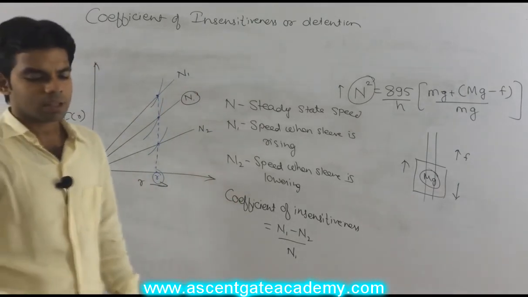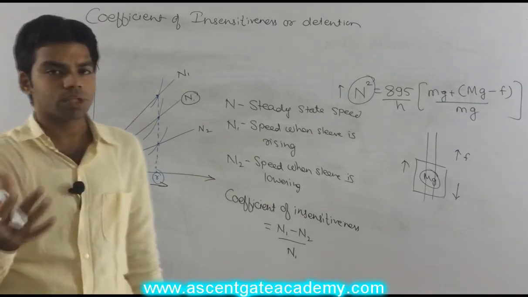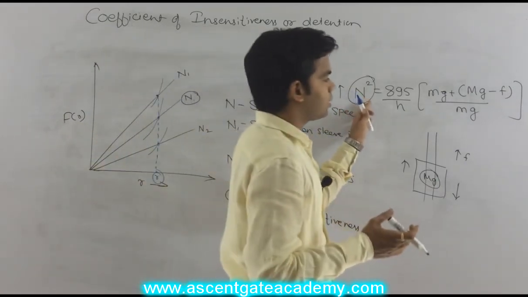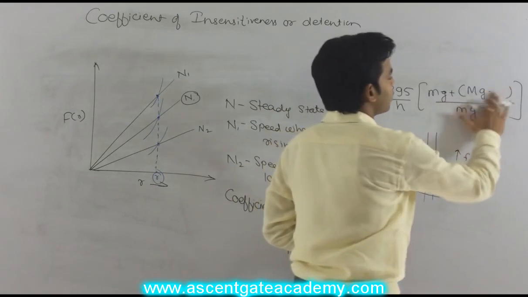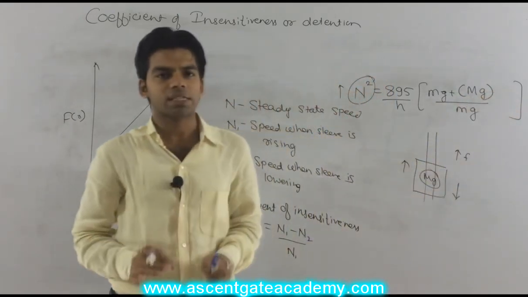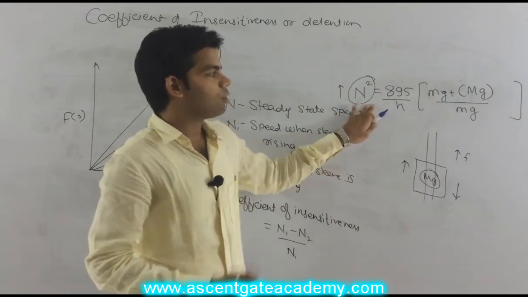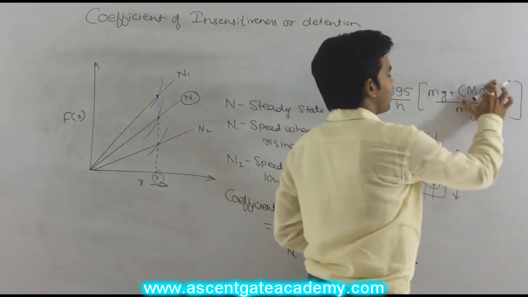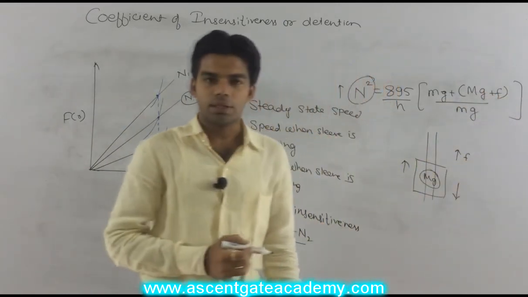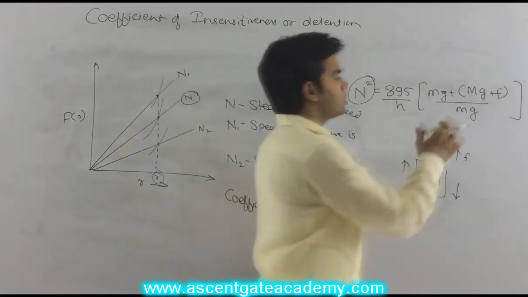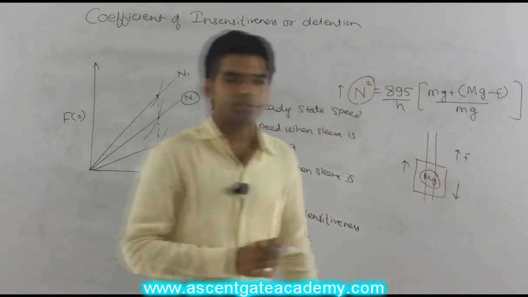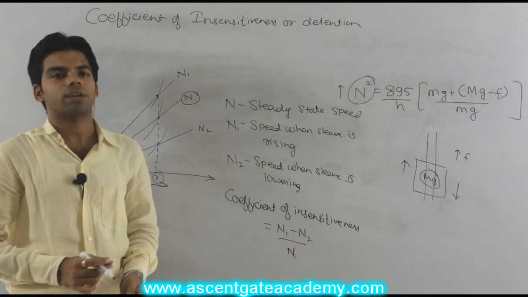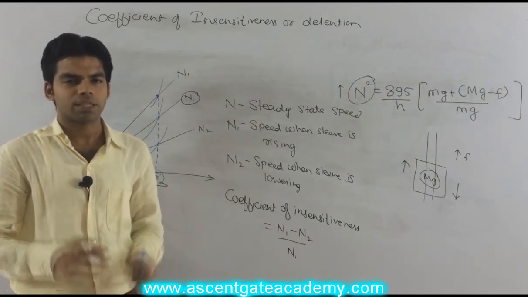Getting this? So from here we can determine this coefficient of insensitiveness, which is equal to n1 minus n2 by n. So if in the question it is asked to determine the coefficient of detention or coefficient of insensitiveness, then how can we determine? From this particular formula we can determine the value of n. How? Just remove this f from here. I am telling you the simplest trick. Just remove f from here, you will get the value of n. In order to get the value of n1, just add f here, we will get n1. For n2, this f will be subtracted, we will get n2, and just put the formula n1 minus n2 by n, you will get the final answer, coefficient of detention or insensitiveness. This is the simplest way to solve the numerical.